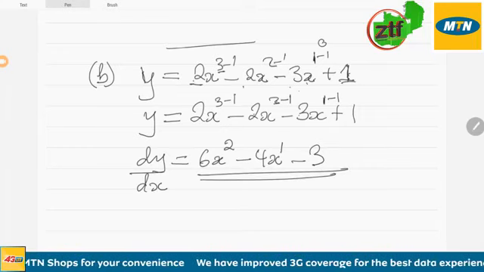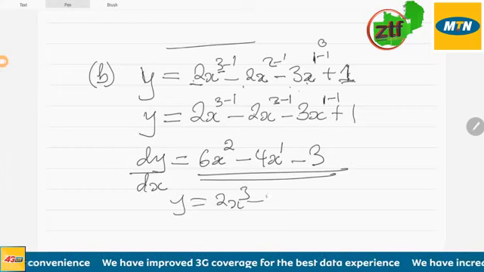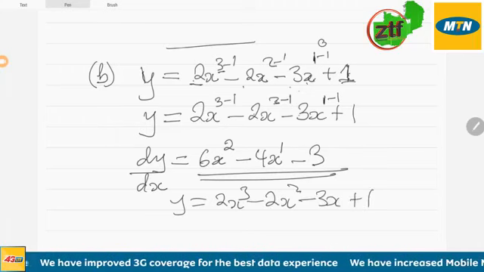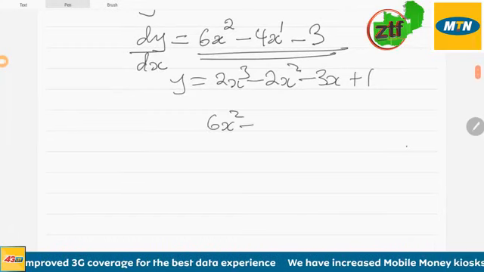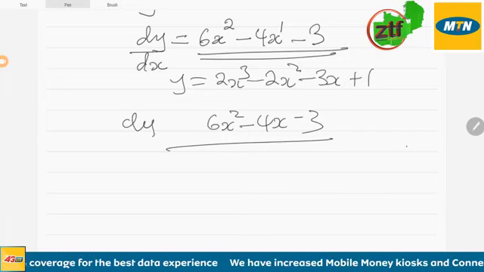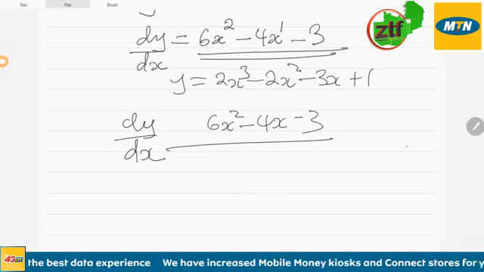So you have found the derivative of y equals 2x cubed minus 2x squared minus 3x plus 1, which is given as 6x squared minus 4x minus 3 as our dy/dx, meaning we have differentiated y with respect to x.